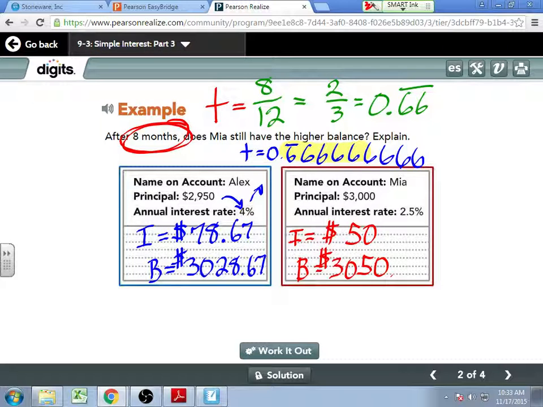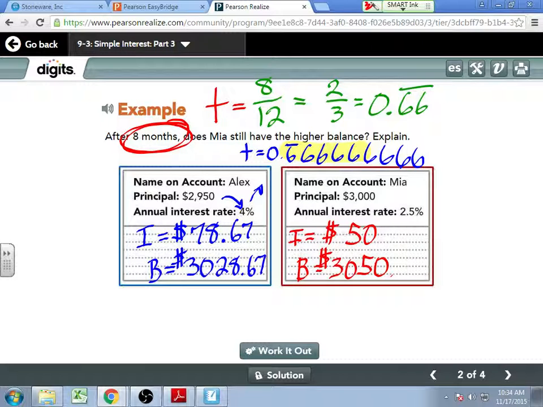Wait, I have a question. Okay, what's up, Zach? Let's just do Mia's: 3,000 times 0.025, and that gives you something, and then you just divide it by 12 and then multiply by 8. Yes. Something very similar. Instead of dividing by 12 and multiplying by 8, just multiply by 8/12, which is the same thing as multiplying by 8 and then dividing by 12, or dividing by 12 and then multiplying by 8. So any of those methods would work.